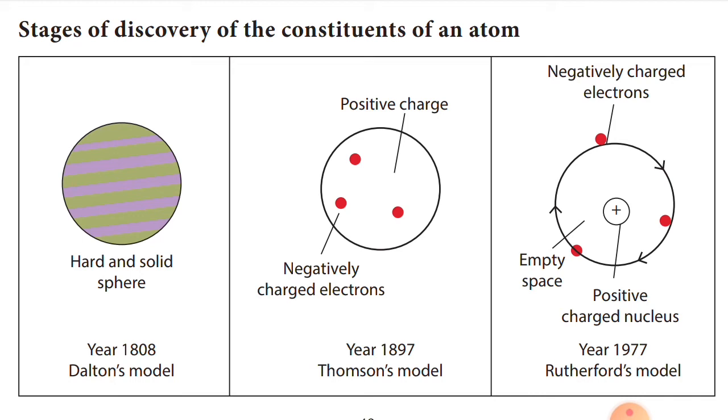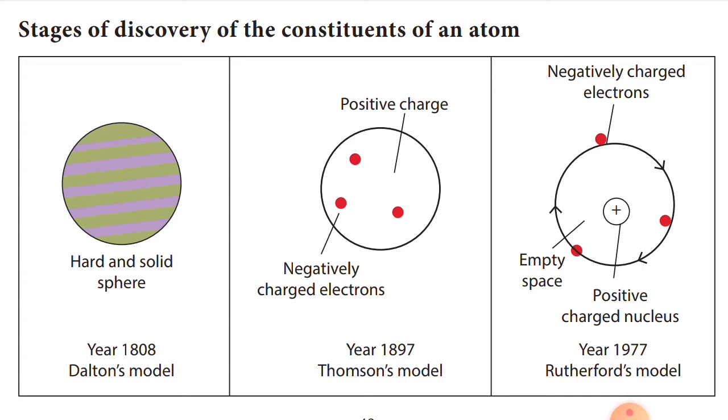See the first model, the Dalton model. See the atom structure, children, a circle, a hard and solid sphere. And see the second one, the Thomson model, the watermelon structure. The seed portion is called negatively charged electrons, and the skin portion is called positively charged. Do you understand, children? Better understanding? Yes. See the third one, children, the Rutherford atom model. Here, Rutherford explained the electrons are revolving around the nucleus.